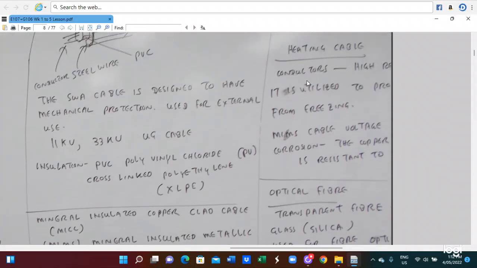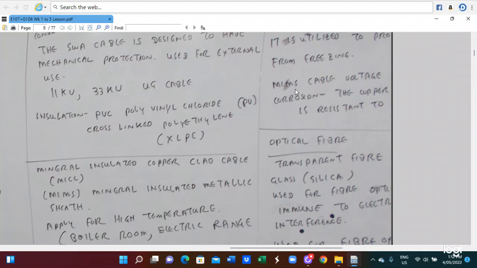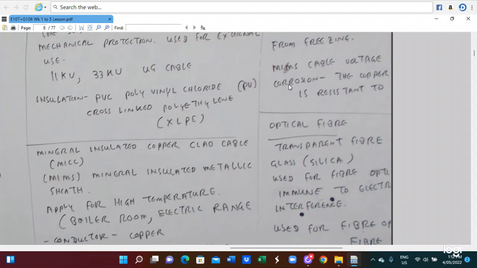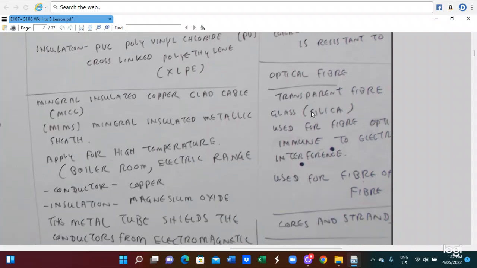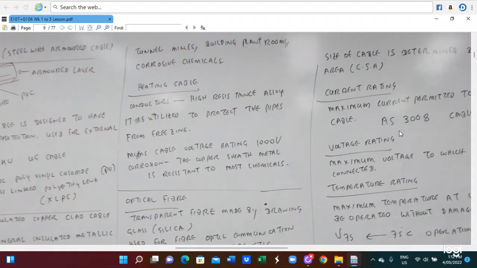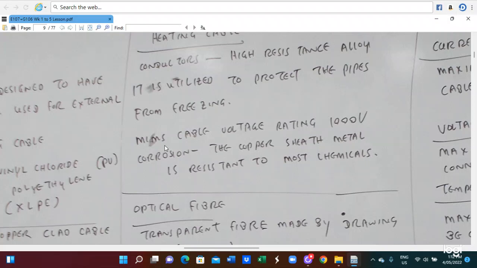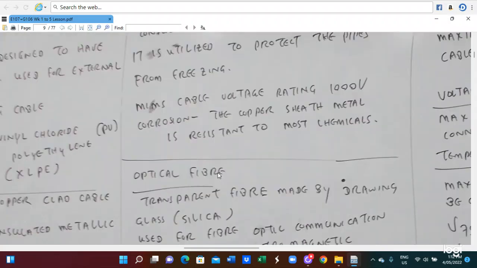Also, heating cables are there. We use a high resistance conductor system, utilized to prevent freezing. We also utilize MIMS cable in high voltage installations. Corrosion prevention is also important. Heating cable conductors are a high resistance alloy utilized to protect the pipe from freezing. MIMS cable voltage rating is 1000 volts. The copper sheath metal utilized is resistant to most chemicals.